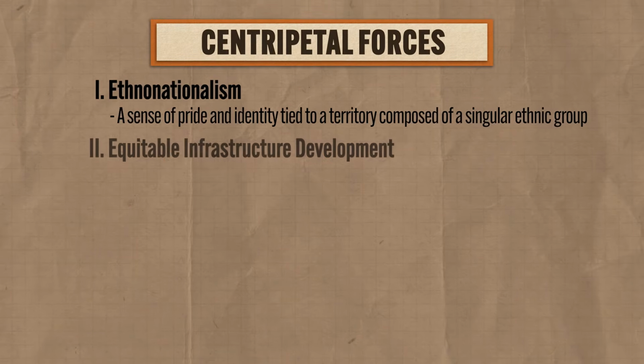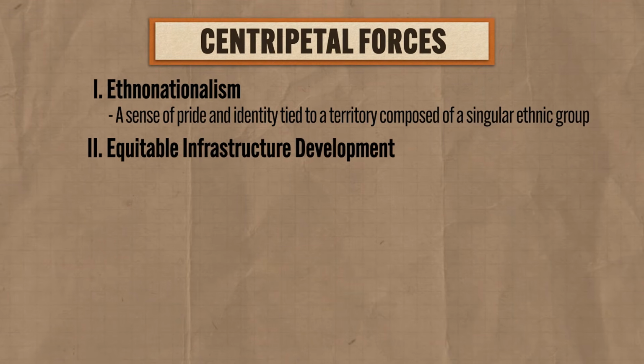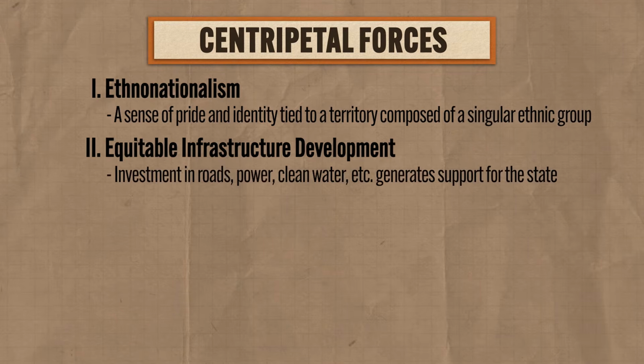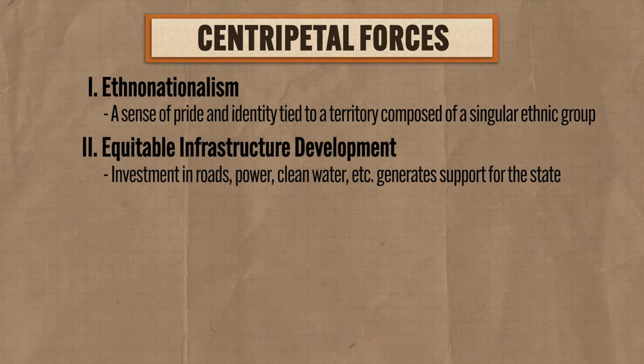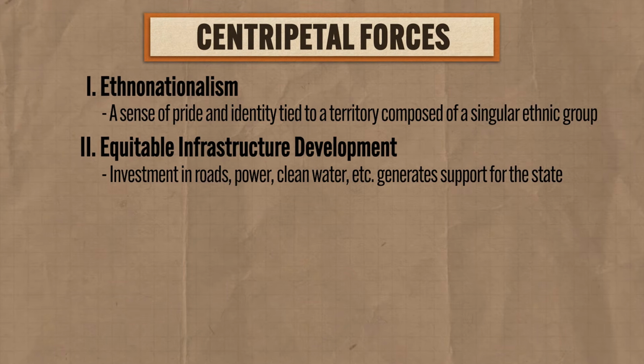Okay, second, equitable infrastructure development can be a consequence of centripetal forces. So when a country invests in roads and power and clean drinking water, for example, this can have a way of binding people together in support of a state, which can lead to economic growth and better standards of living. In other words, when the government does its job and takes care of its people instead of acting like an exclusivist or tyrannical turd, people tend to unite around supporting that government.